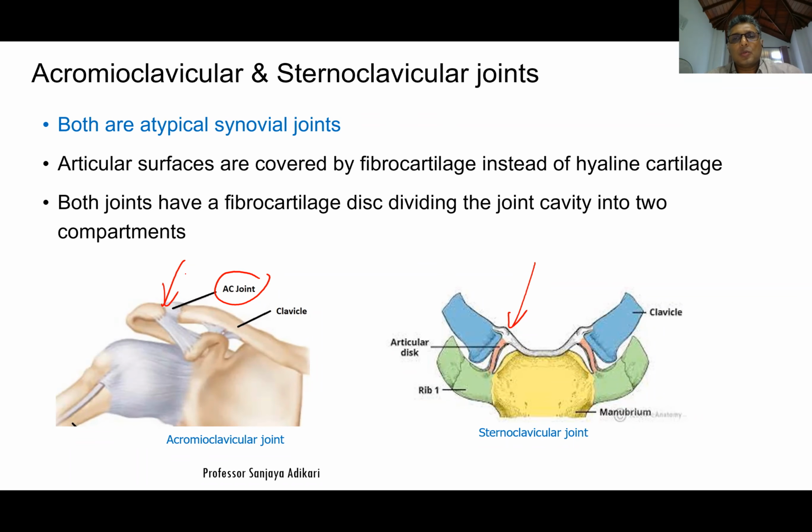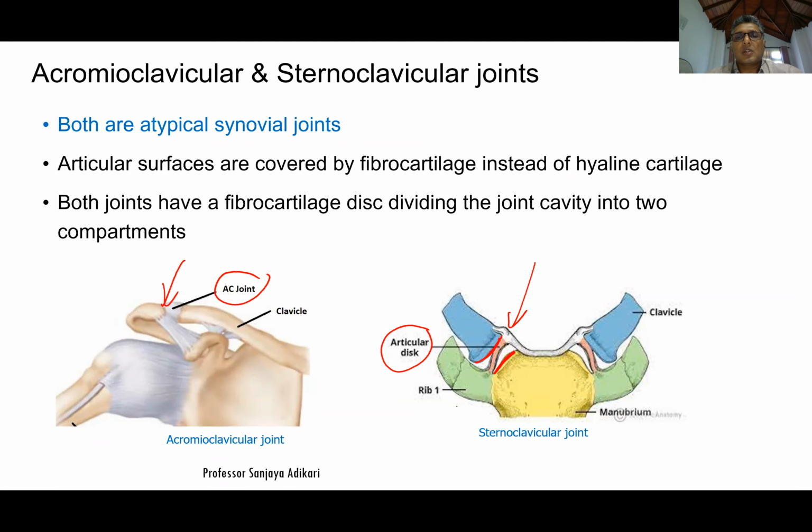Both joints, usually these atypical joints, the typical synovial joints, they have hyaline cartilage at the articular ends of the bone. But in these atypical joints like sternoclavicular and acromioclavicular and even temporomandibular joint, they have a fibrocartilage covering at the articulating ends of the bones. And other than that, there is an articular disc, which is also fibrocartilage, separating the joint cavity into two compartments.